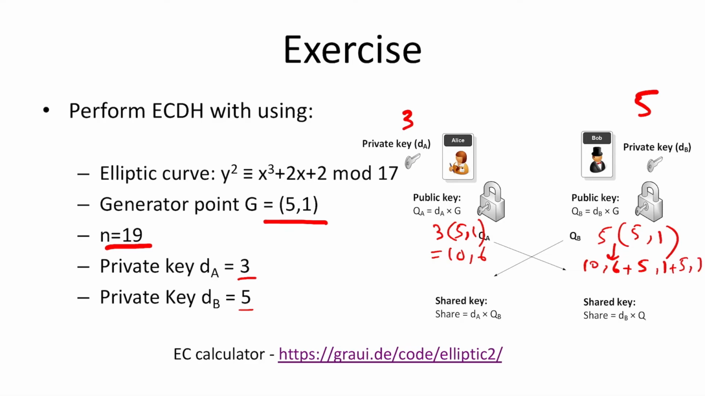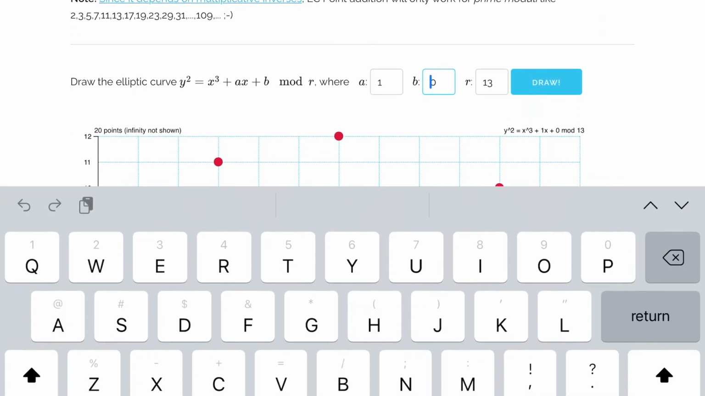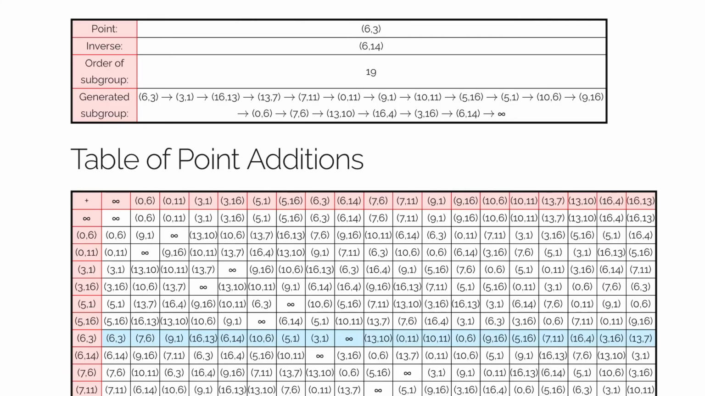Or in other words, this is equal to 3 times G plus G plus G. 3 times G we have already computed. And then we just saw that (5,1) plus (5,1) was (6,3). So I'm going to add (6,3) to (10,6) to find 5 times (5,1). So let's choose the row labeled (6,3) and column labeled (10,6).